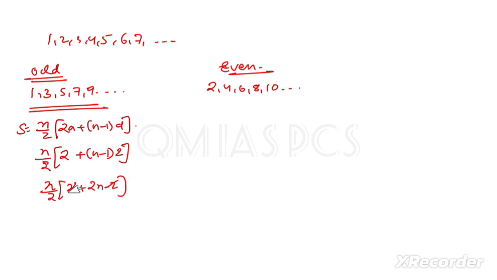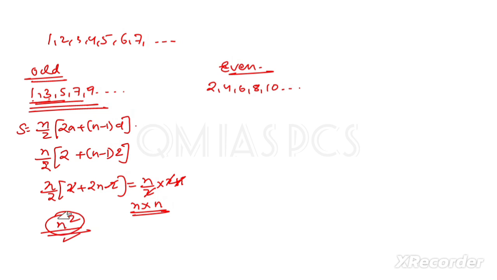So this 2 will be cancelled out, and we will have only 2n. So we will have n by 2 multiplied by 2n. This 2 will be cancelled out, and n will not cancel out, so we are left with n multiplied by n. So the answer will be n square, right? Here you can check: 1 and 3, two terms, the sum is 4, that means 2 square. Then 1 3 5, it will be 9, that means 3 square. Then adding 7, it will be 16, that means 4 square, right?